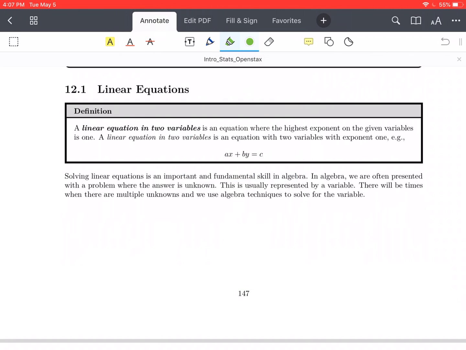So this is our standard form for a linear equation. Hopefully you've seen these in your algebra classes. We do need to be able to solve linear equations, but also to be able to graph them and to be able to interpret what they tell us. Those are going to be particularly important for this class.